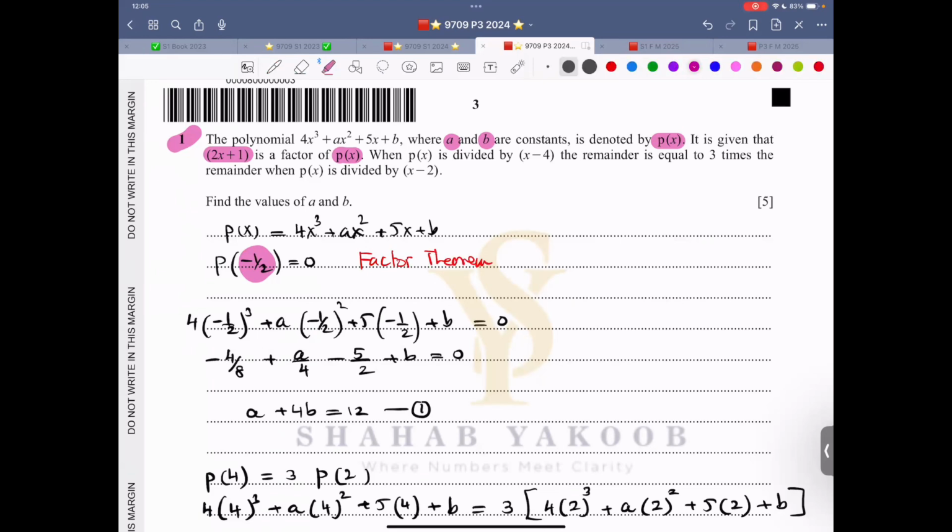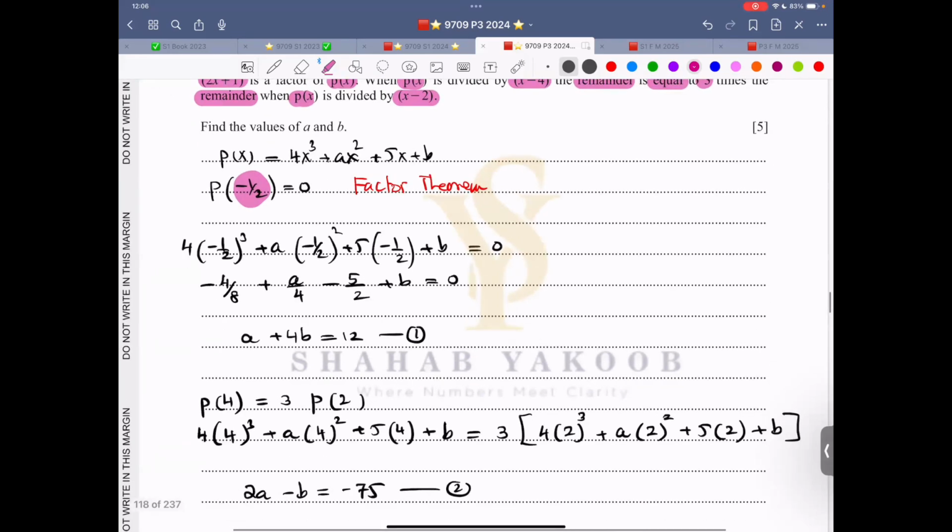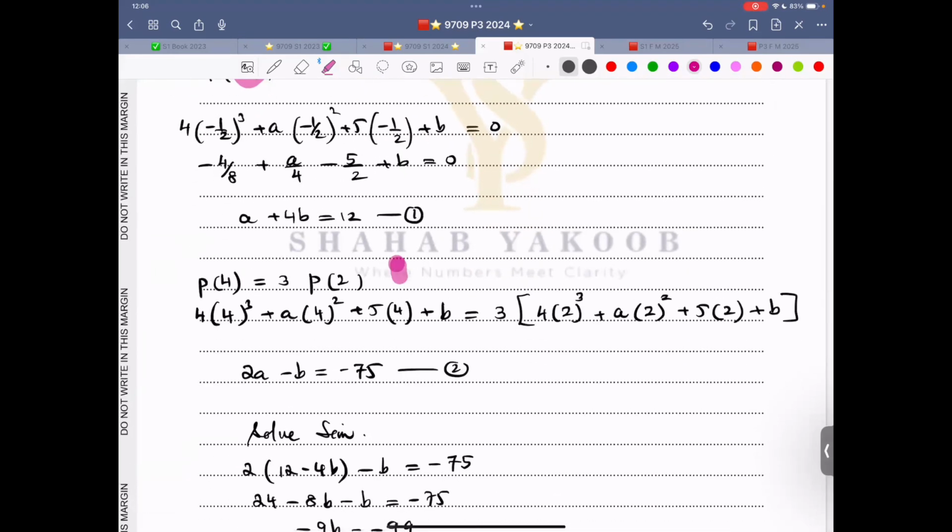And then the second part, it says, when p(x) is divided by x minus 4, the remainder is equal to 3 times the remainder when p(x) is divided by x minus 2. So now the second equation is about remainder theorem. So the first one is factor theorem, and the second one is remainder theorem. When we plug in a value and the remainder is not 0, it is something else. That is the application of remainder theorem.